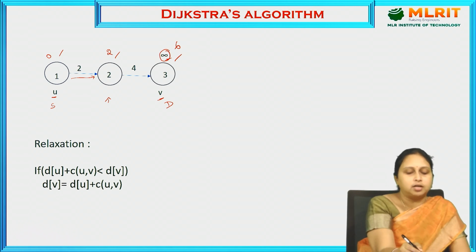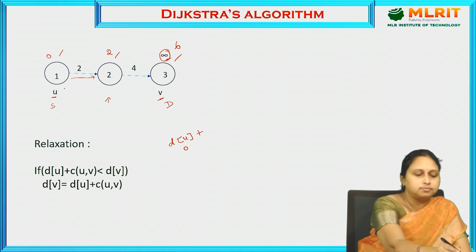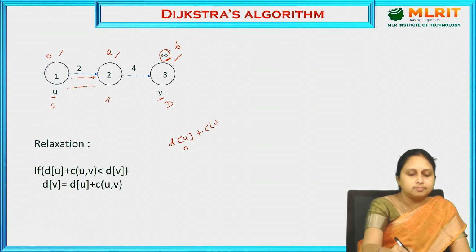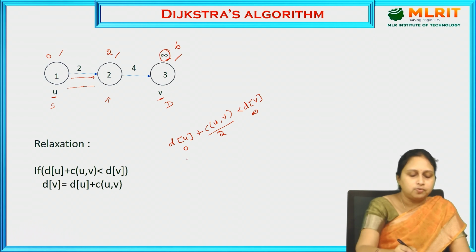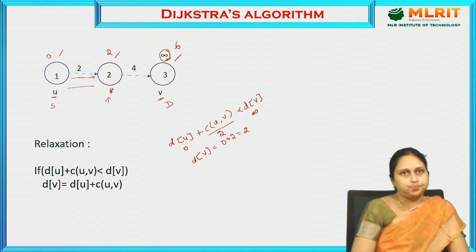Suppose for the first one, d of u is initially, for vertex 1, 0, plus cost of u comma v. If I am going to reach here, in between that first I need to reach here. Cost of u comma v must be less than d of v. What is d of v here? D of v is nothing but infinity. And cost of u comma v here is 2, right? So we get d of v equal to d of u plus c of u comma v, which is 2. So we get the value of this one as 2, right? Source to destination up to here is 2.